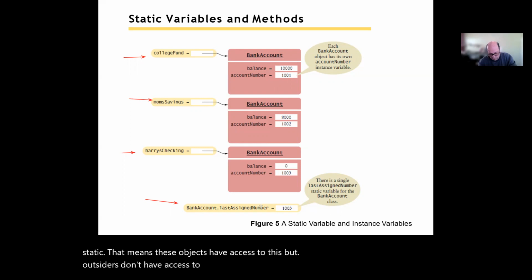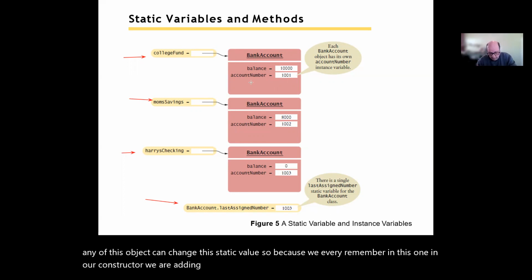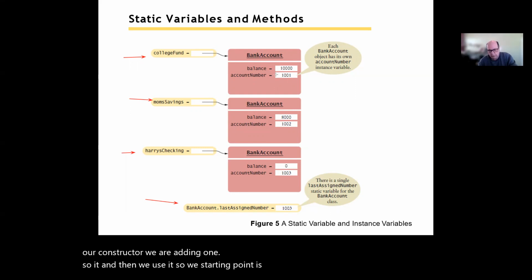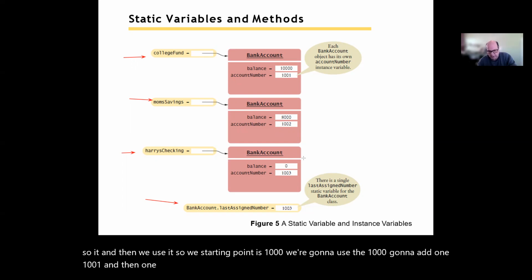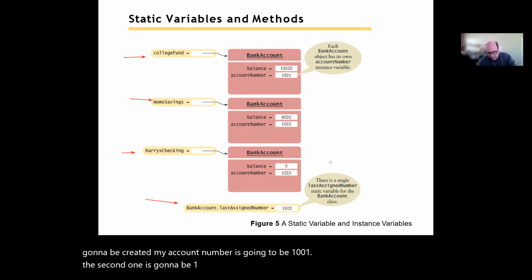Any of these objects can change this static value. Because if you remember, in our constructor, we are adding 1 to it and then we use it. So starting point is 1,000. We're going to add 1, making 1,001, and then 1,002 and 1,003. So we add 1 and then use it. So when this first object is going to be created, my account number is going to be 1,001. The second one is going to be 1,002, and so on and so forth.